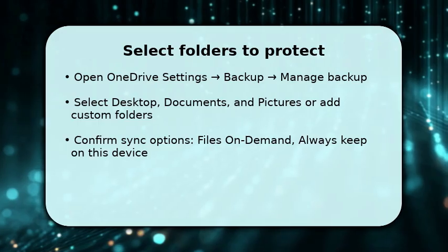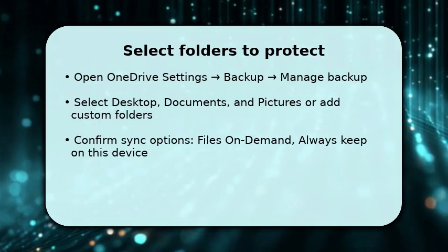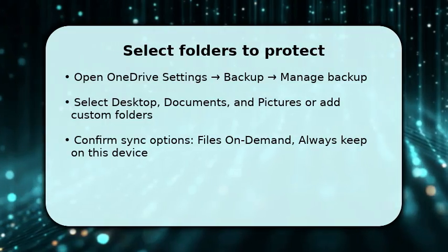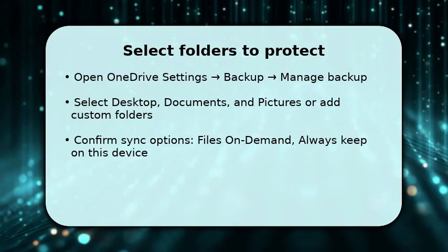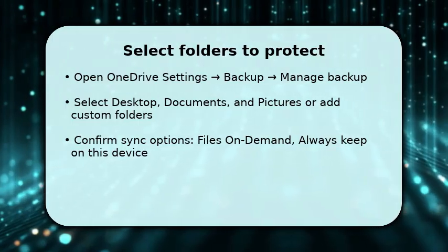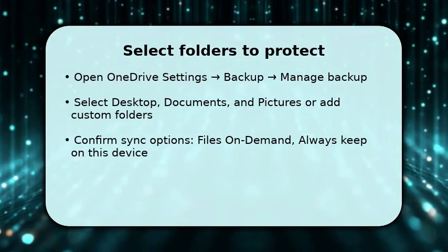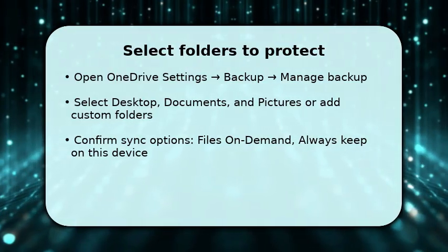Decide Files on demand so placeholders save space, or mark important folders as always keep on this device to ensure local availability. Make sure sync is enabled for networks you trust. Once those selections are saved, OneDrive will begin initial upload and continuous monitoring whenever files change.